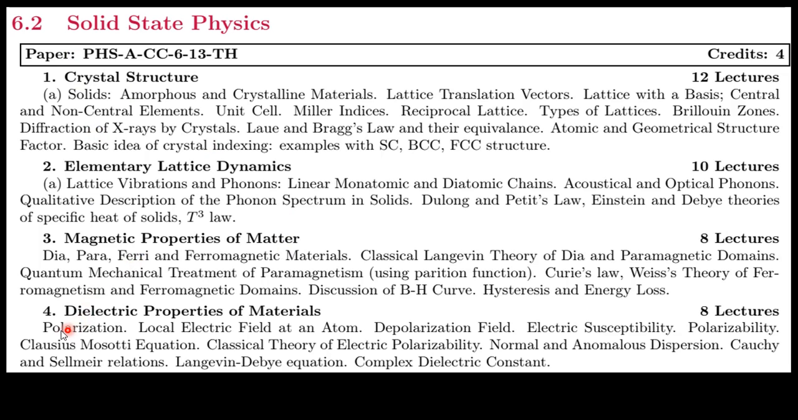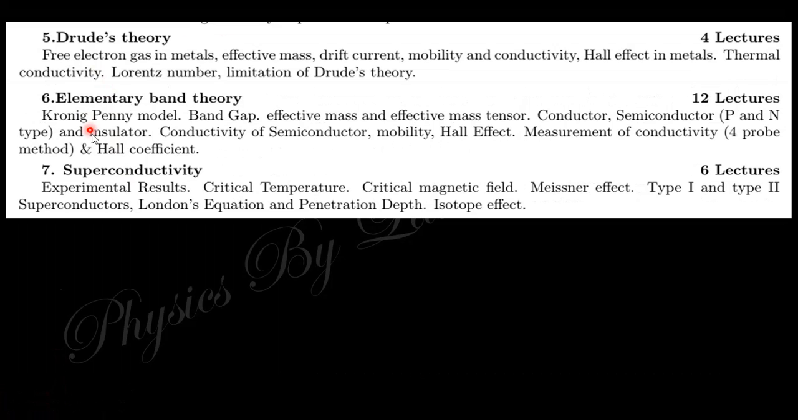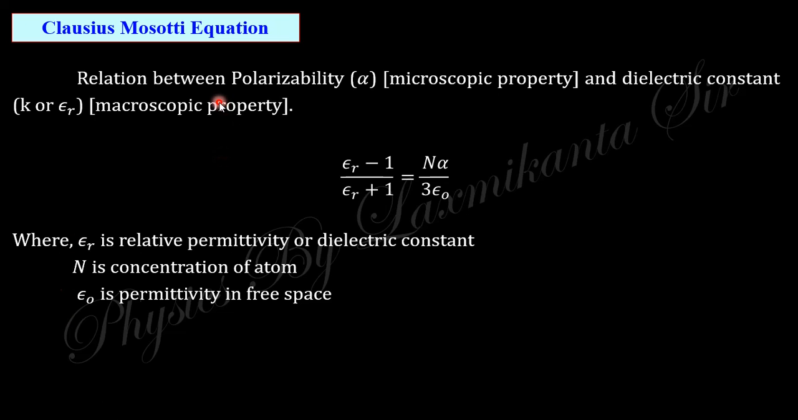In the last lecture we discussed polarization, local electric field at an atom, depolarization field, electric susceptibility and polarizability. Today we want to cover this portion, that is the Clausius-Mosotti equation. In the upcoming lectures we will discuss the upcoming portion of this syllabus, right? So let's talk about this Clausius-Mosotti equation.